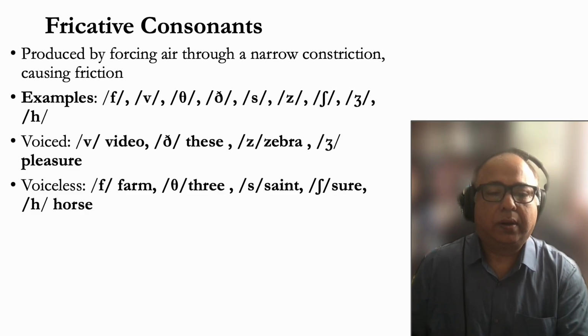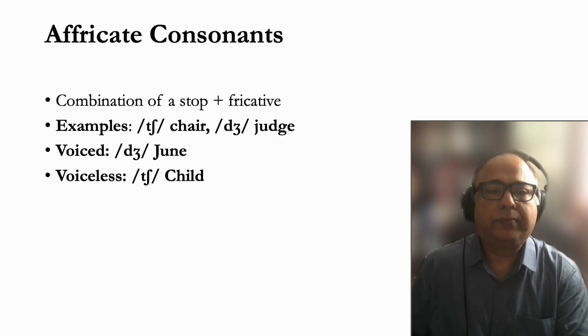Voiced consonants are v as in video, th as in these, z, zebra, and zh as in pleasure. Voiceless consonants are f as in farm, th as in three, s as in saint, sh as in sure, and h as in horse. Now let's look at some affricate consonants.